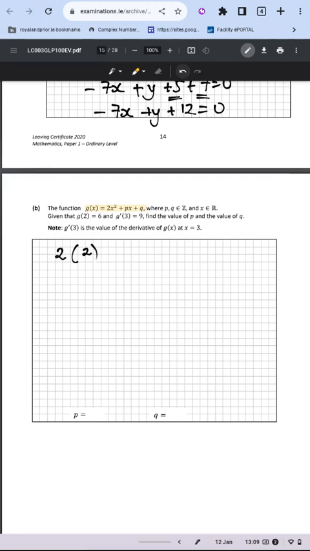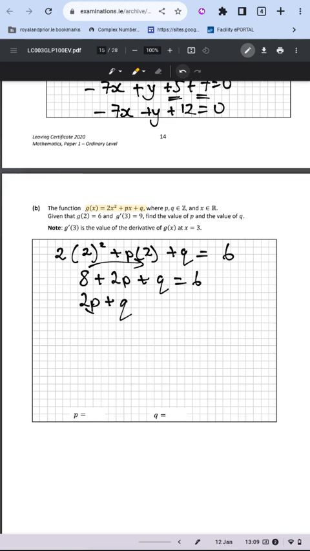So 2 times 2 squared plus p times 2 plus q is equal to 6. Work that out. 2 squared is 4. 4 times 2 is 8. Plus 2p plus q is equal to 6. And tidy it up. Maybe numbers one side, letters the other. Starting to look like a simultaneous equation. 6 minus 8 is minus 2.